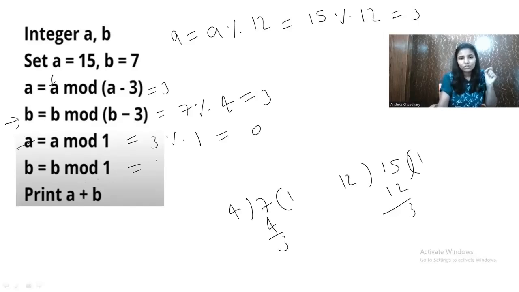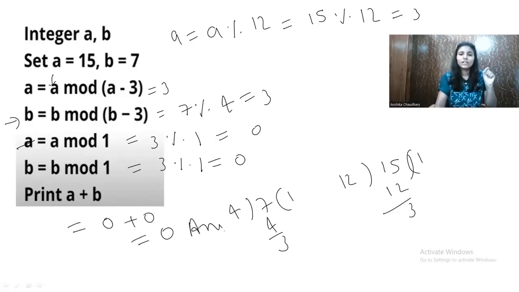So the b value is also 3, and modulus 1, so this will also be 0. Now print a plus b. The last updated value of a was 0 and b was also 0, so 0 will be the answer for this question. I hope it makes sense and it is clear to you.